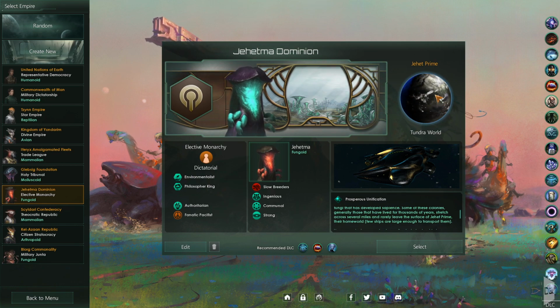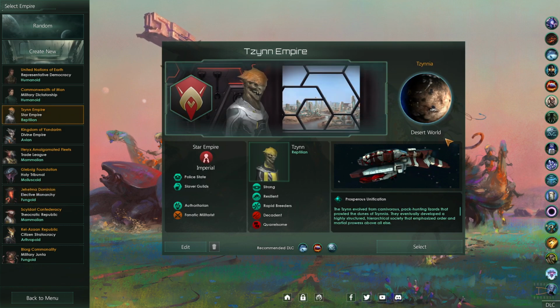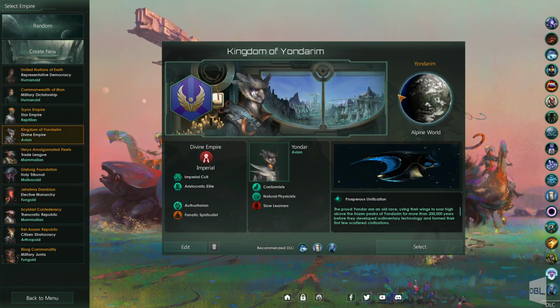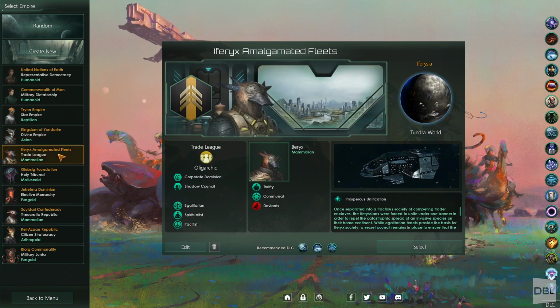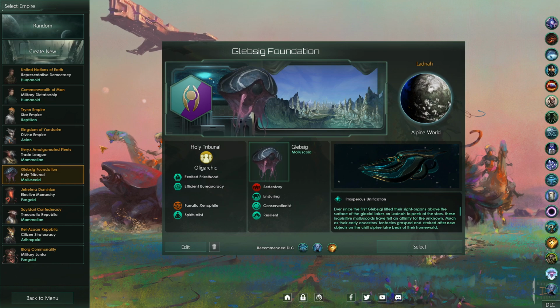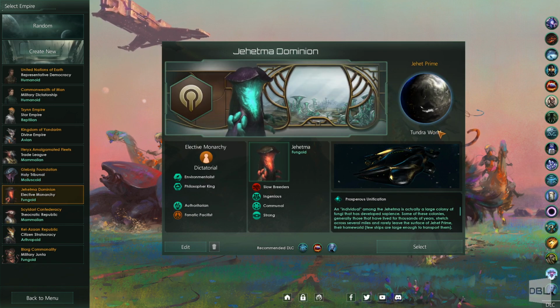I haven't really been looking at their worlds. So that was a desert. This is an alpine world. A tundra. Alpine again. And now we're in a tundra.